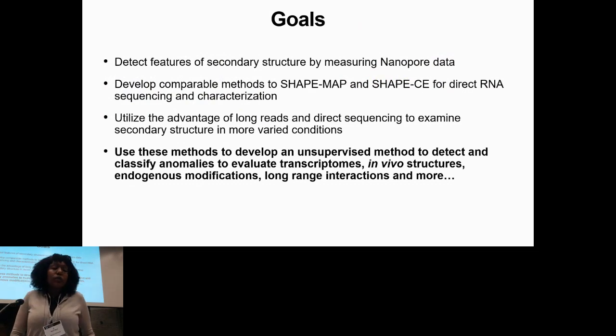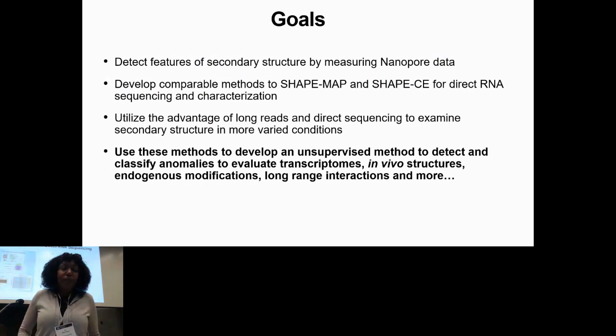etc. We use these methods to develop an unsupervised method to detect and classify anomalies, which would be different structural characteristics, and to evaluate transcriptomes, in vivo structures, endogenous modifications, long-range interactions, and more. These are the goals, of course.